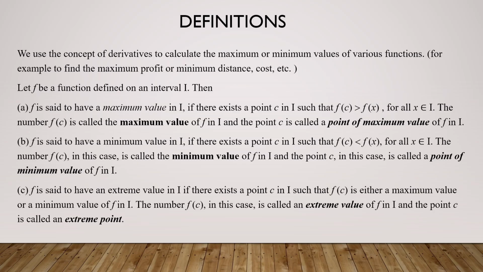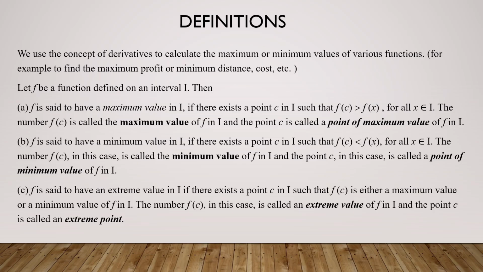Let f be a function defined on an interval I. Then f is said to have a maximum value in I if there exists a point c in I such that f(c) is greater than or equal to f(x) for all x belonging to I. The number f(c) is called the maximum value of f in I, and the point c is called the point of maximum value of f in I. Similarly, minimum value: f is said to have a minimum value in I if there exists a point c such that f(c) is less than or equal to f(x) for all x belonging to I, meaning for all the points in the interval.